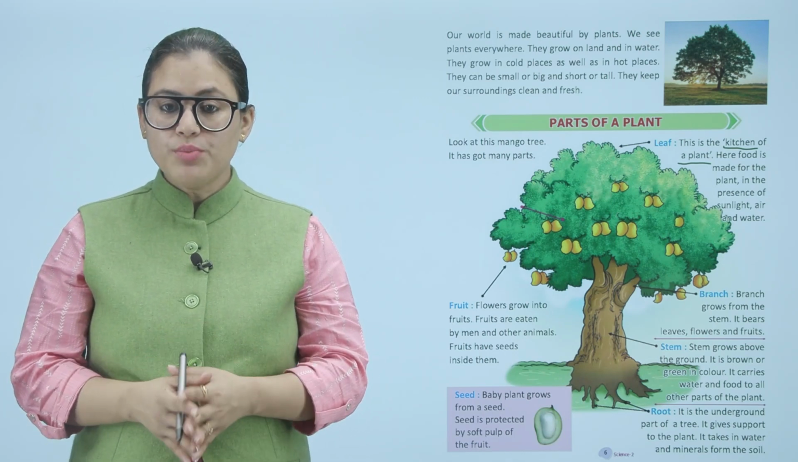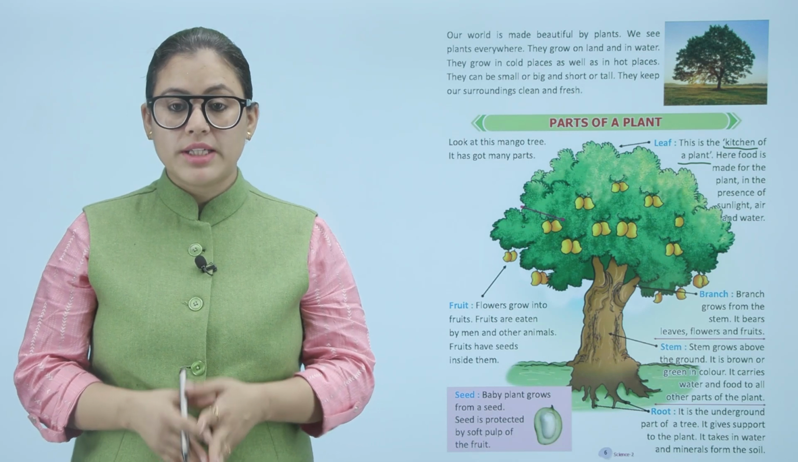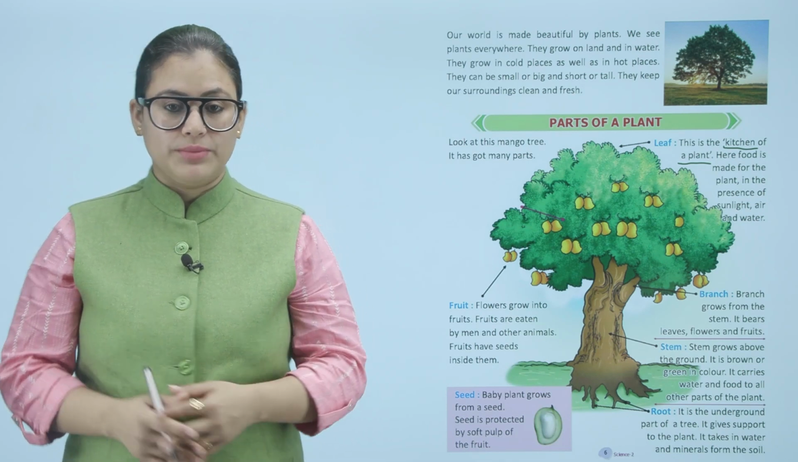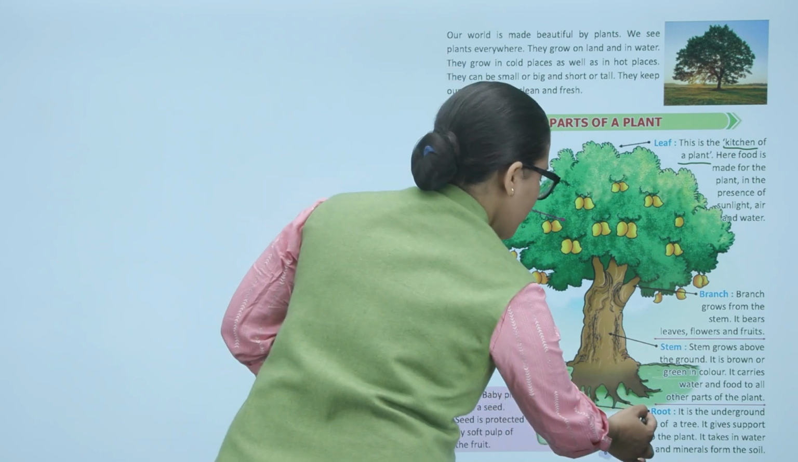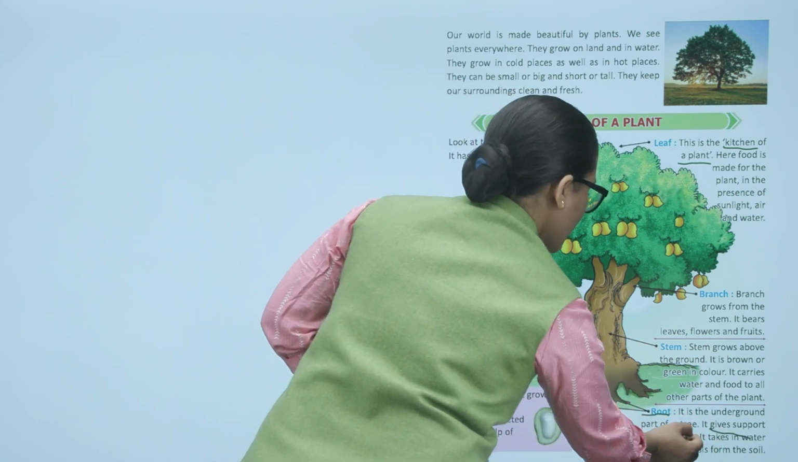Root. It is the underground part of a tree. It gives support to the plant. It takes in water and minerals from the soil. So, what is the function of root? The main function is that it gives support to the plant.